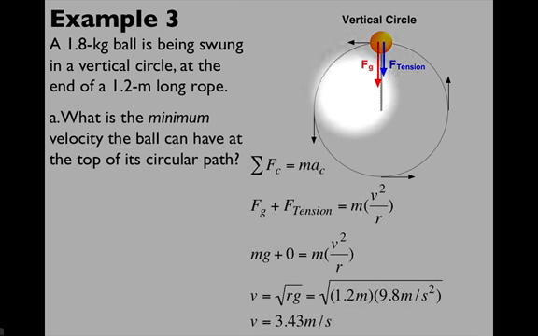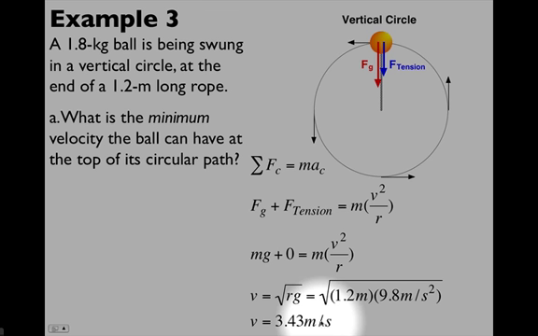In other words, we'll set force of gravity and force of tension in this direction, but we've said that the force of tension will be 0 at that minimum velocity. So the only force we have acting centripetally will be that mg. We solve that equation and we come out with 3.43 meters per second.